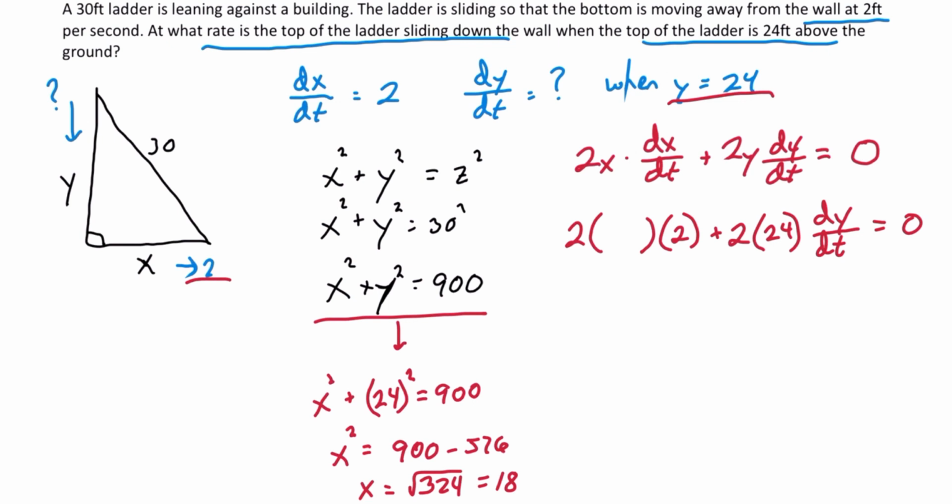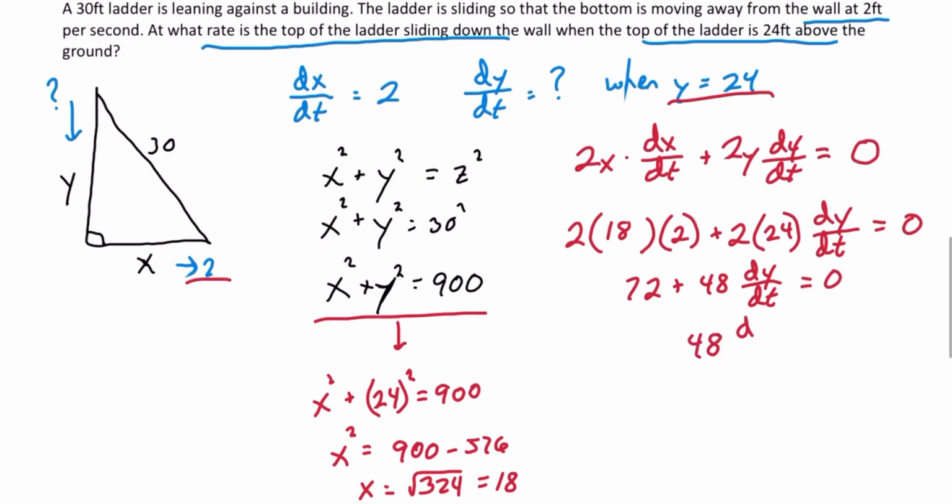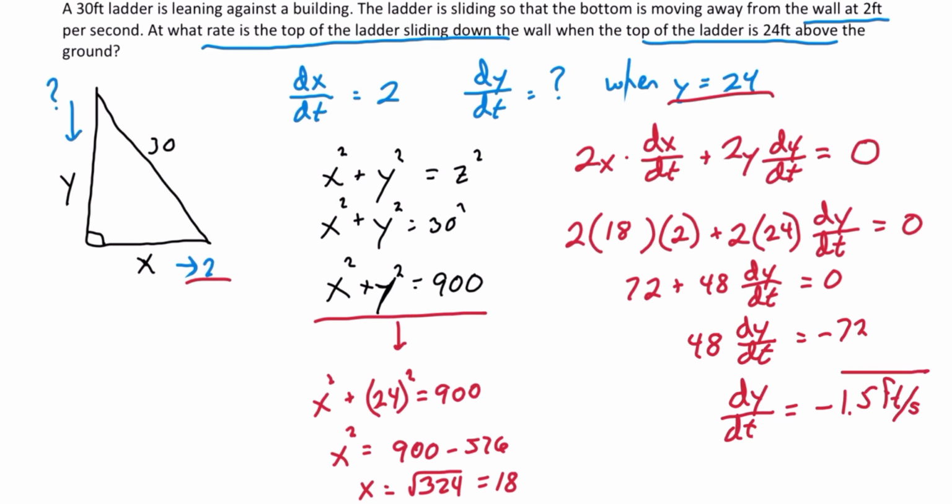Now that we have x, we can replace it in the derivative equation and simplify this equation and isolate dy/dt. 2 times 18 times 2 is 72, plus 48 times dy/dt, still equal to 0. Subtract 72. And then finally divide by 48. And we get negative 1.5 feet per second.